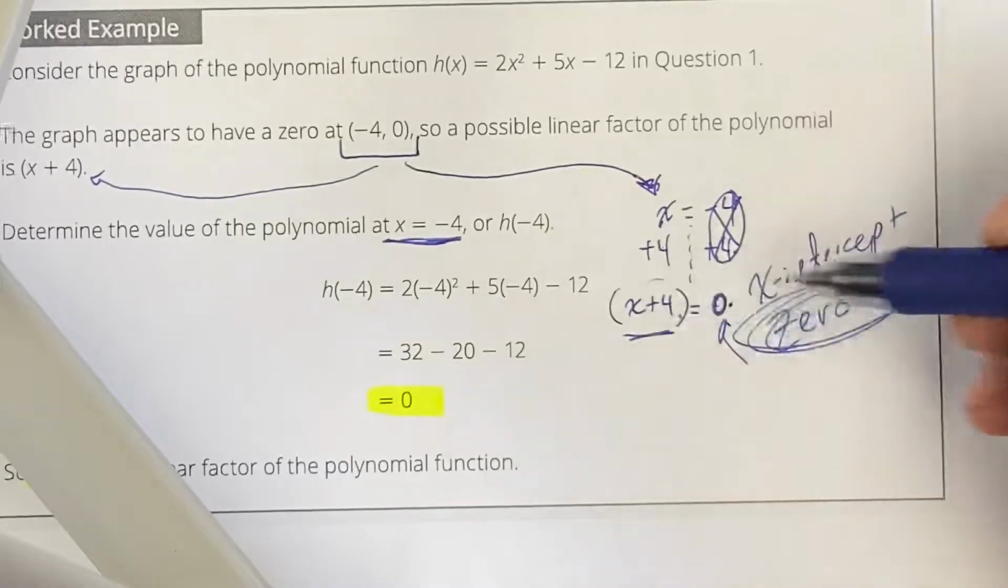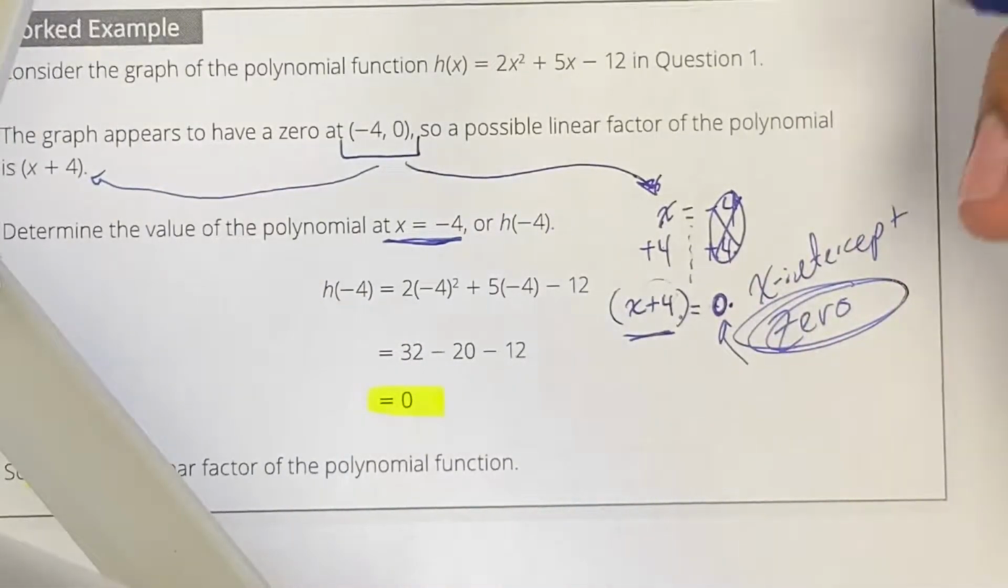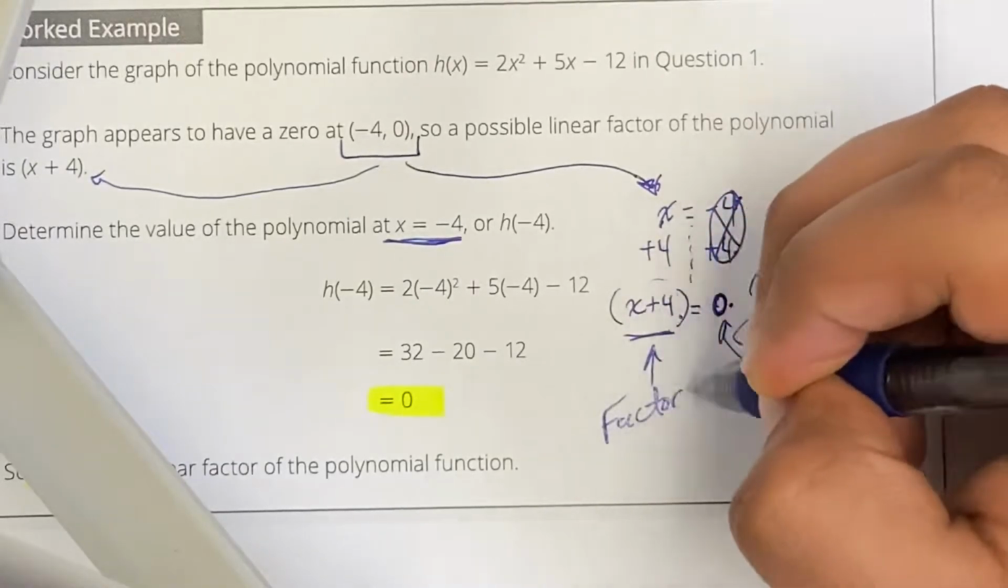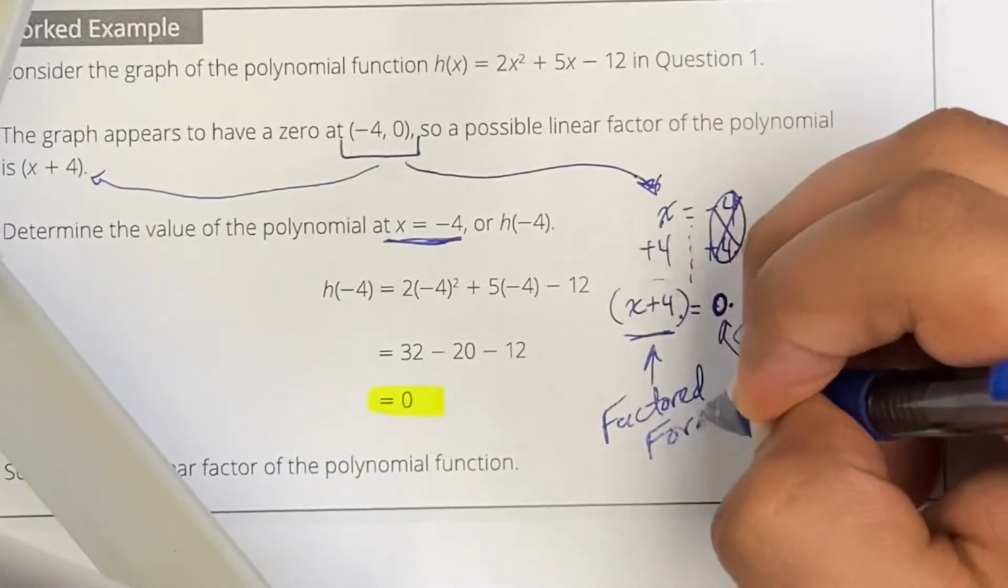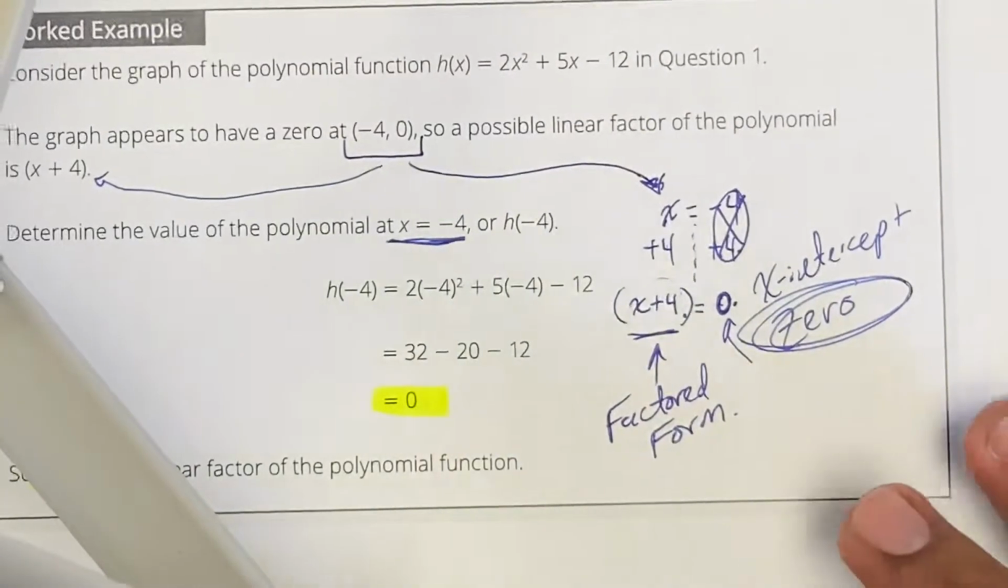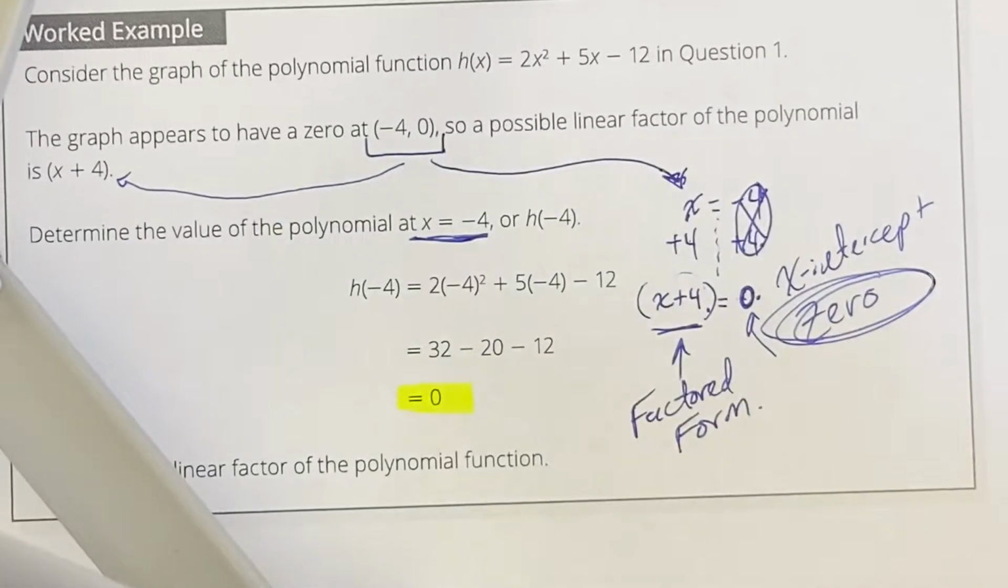That's how it's written in factored form. Let me just write that down also. This is our factored form. A lot of intense notes, okay? Jump into, hold on, let me make sure I don't skip anything real fast.